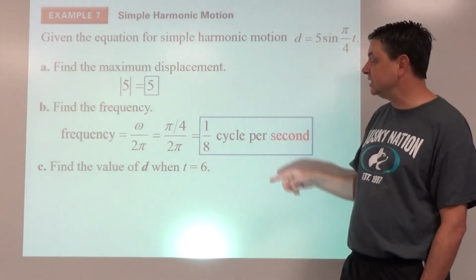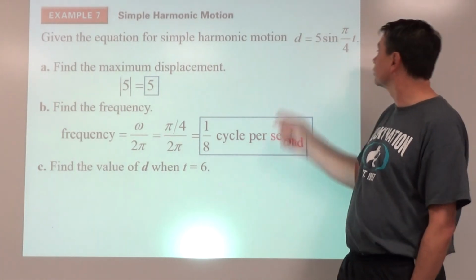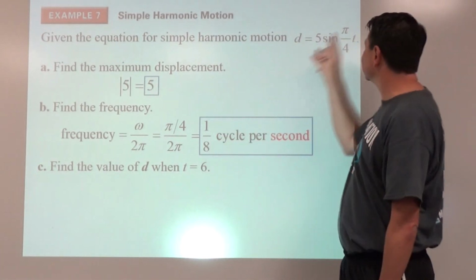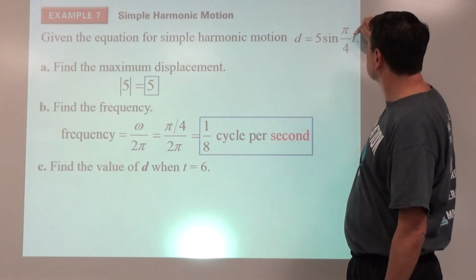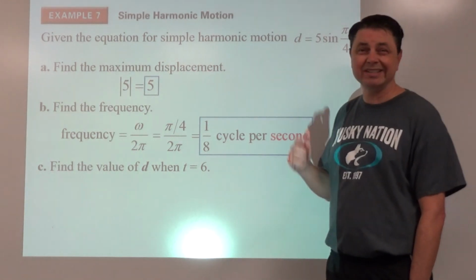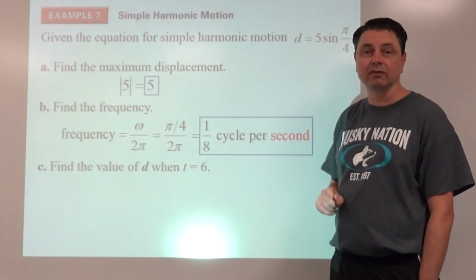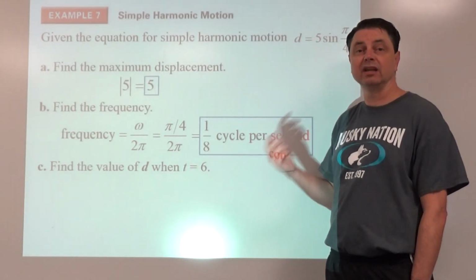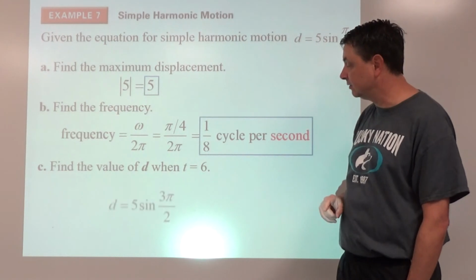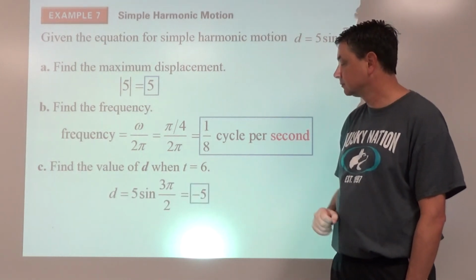Find the value of d when t is 6. So let's go back to here. t is 6. 6 pi over 4 is 3 pi over 2. What's the sine of 3 pi over 2? Negative 1, times 5, negative 5.